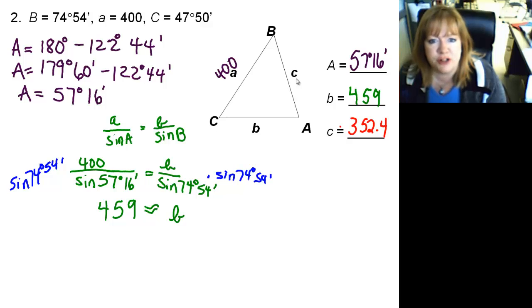Recall from your geometry days that the longer the side, the bigger the angle over here. So the smallest angle should be opposite the shortest side, and the largest angle should be opposite the longest side. Alrighty, I think you're ready to rock and roll. And again, as I told you, when you're doing the law of sines, find the acute angle first.